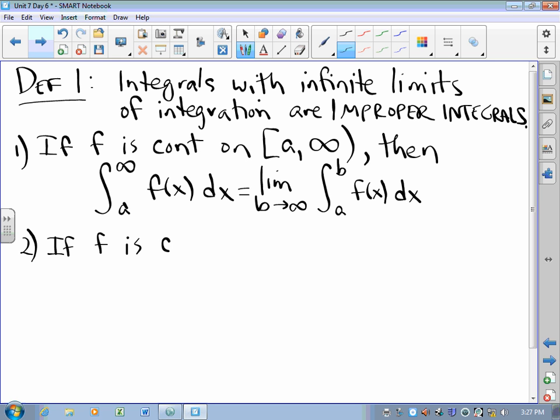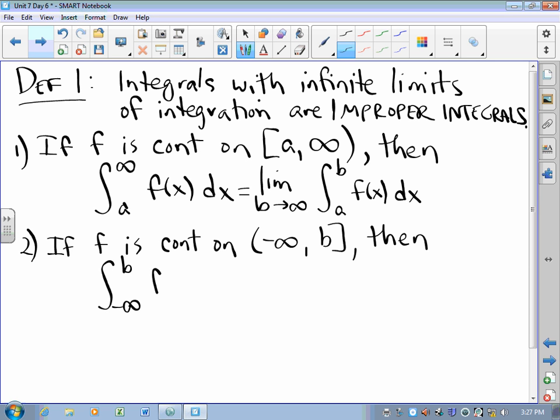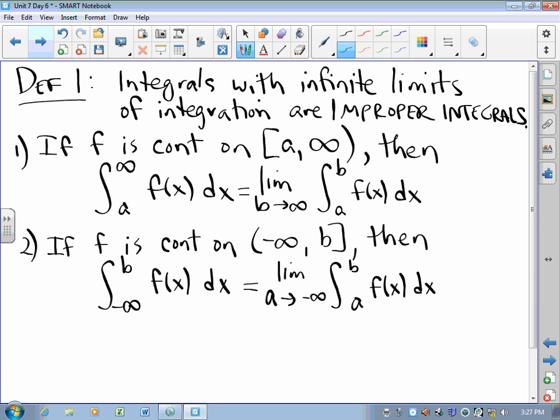If f is continuous on negative infinity to b, then the integral from negative infinity to b of f of x dx is, well, we take the integral from a to b and let a get larger and larger in a negative direction. Well, what if f is continuous from negative infinity to positive infinity?